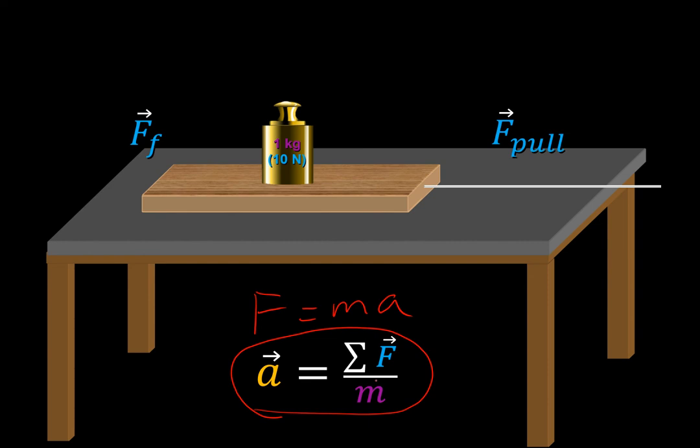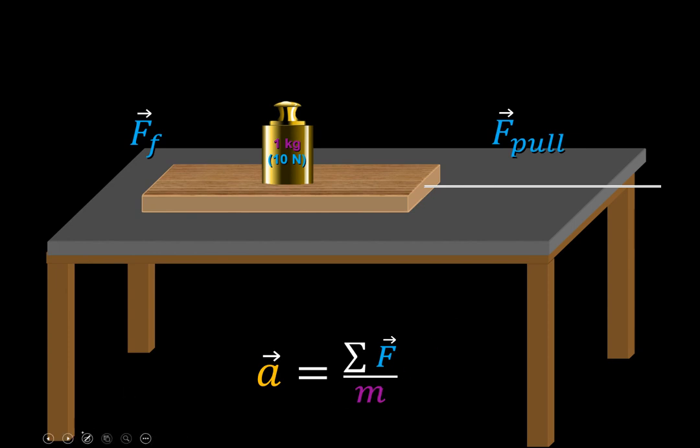It's just F equals ma written for acceleration, so just manipulate it. But this is what you see on your formula chart. So I'm going to start using that a little bit more to get you used to it.